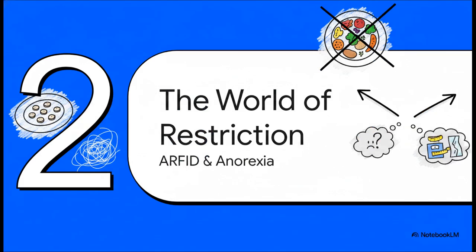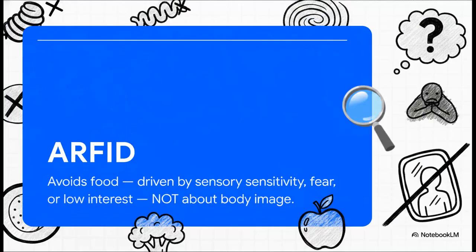Okay, first up, we're looking at 2 disorders that, on the surface, can seem really similar. Why? Because they both revolve around restriction. But as you're about to see, the reason for that restriction is what makes them worlds apart. Let's start with ARFID, and the anchor for this one is absolutely critical. A person with ARFID avoids or restricts food, but, and this is the key, it has nothing to do with body image, fear of gaining weight, or wanting to be thin. The reason is completely different.